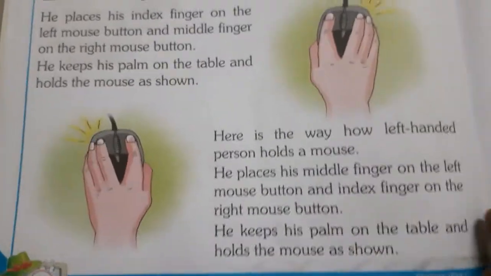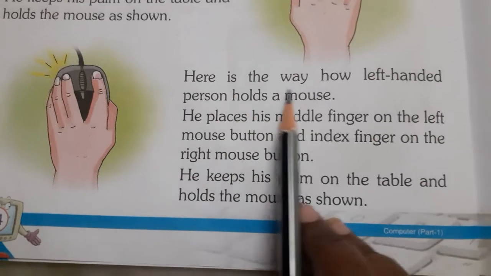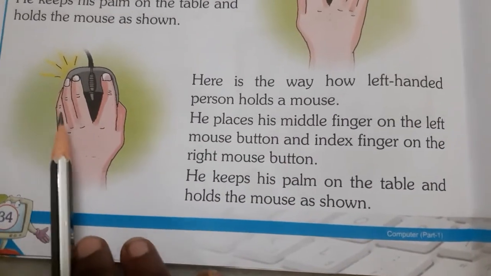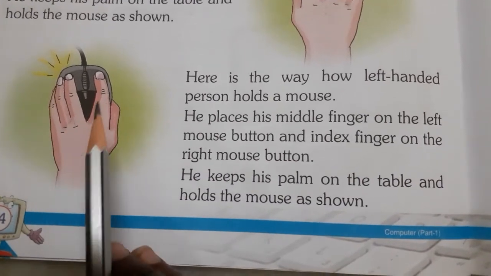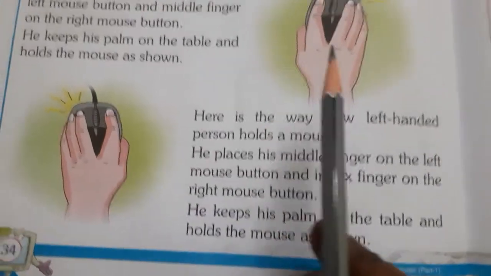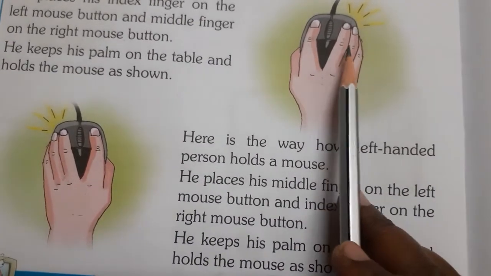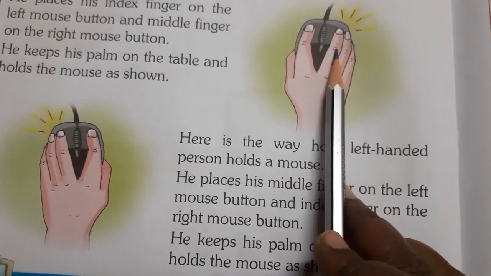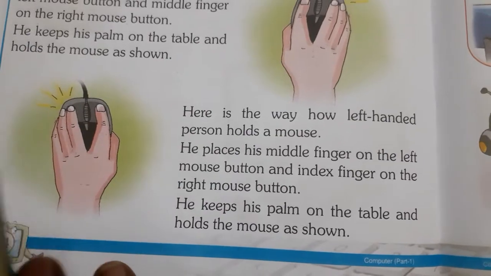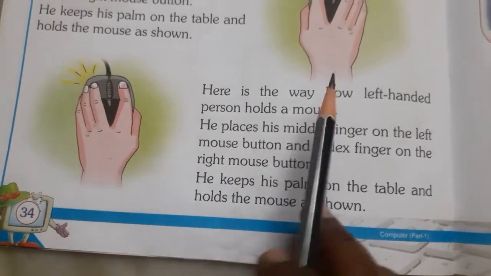Coming to the left-handed person, how does he hold the mouse? See, here is the way the left-handed person holds the mouse. He places the middle finger on the left mouse button and index finger on the right mouse button. So it is fully opposite, children. Right-handed person: index finger on left, middle finger on right. Left-handed person: middle finger on left, index finger on right. Like this they will hold the mouse.